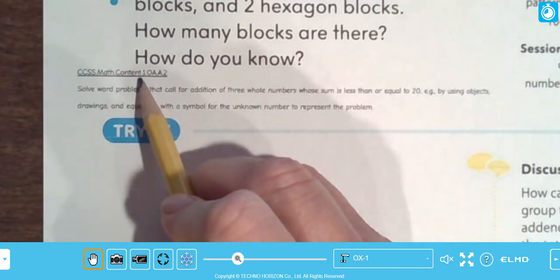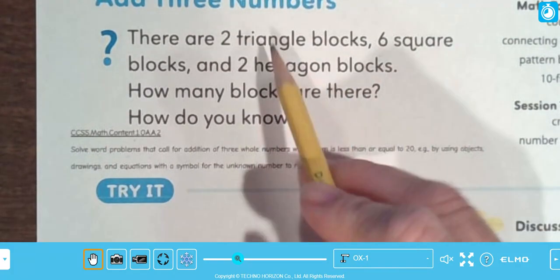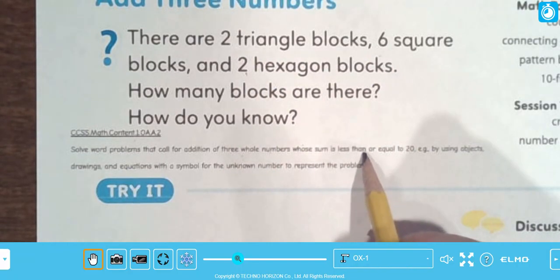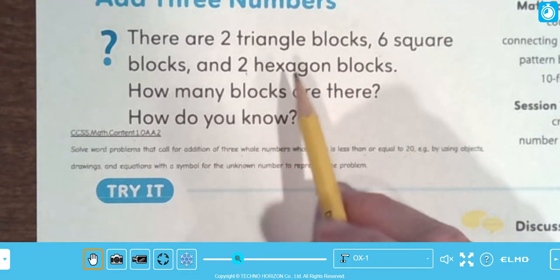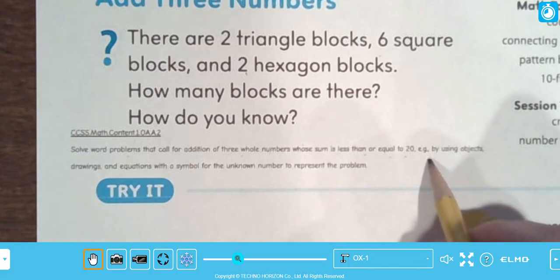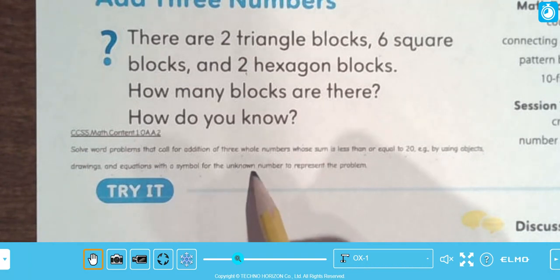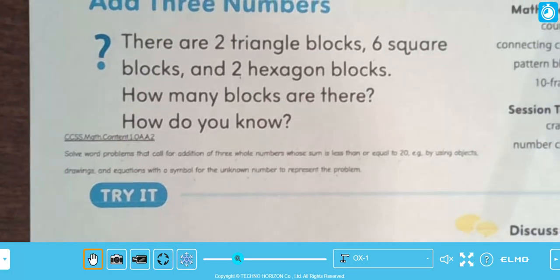It's 10A2, which is solve word problems. Solve word problems that call for addition of 3 whole numbers. See? 1, 2, 3 whole numbers whose sum is less than or equal to 20. So that means the adding of these 3 numbers is not going to be bigger than 20. Example, by using objects, drawings, and equations with a symbol for the unknown number to represent the problem. Okay, so let's do that.